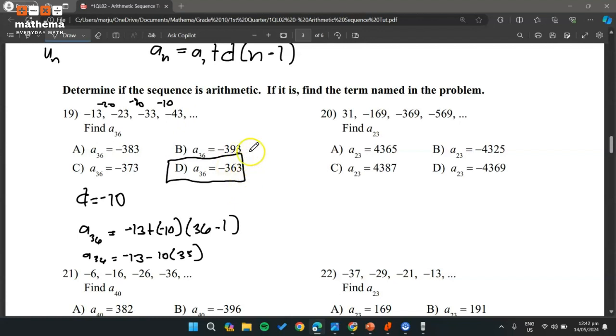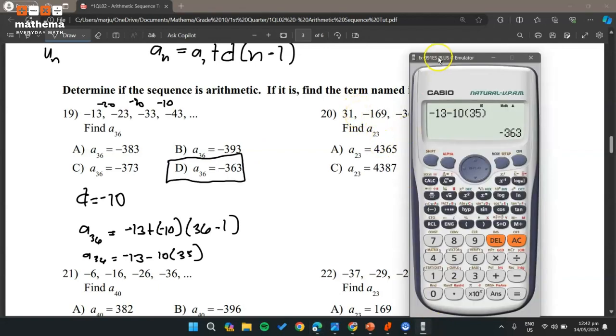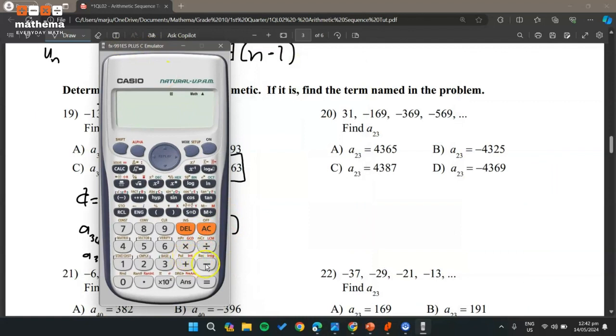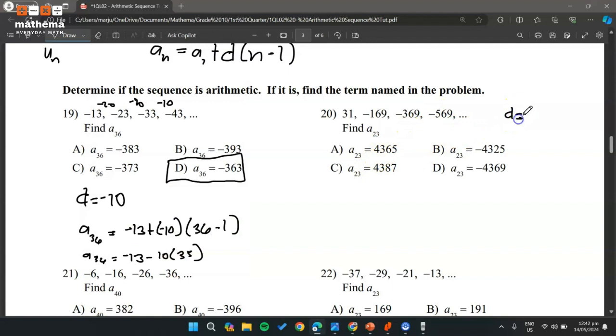So let's have number 20. Again, we're going to check whether this is arithmetic. Let me just grab the calculator. This is negative 169 minus 31, which gives you negative 200. Then negative 169 plus negative 200 is negative 369, and negative 369 plus negative 200 is negative 569. So this is arithmetic with a common difference of negative 200.